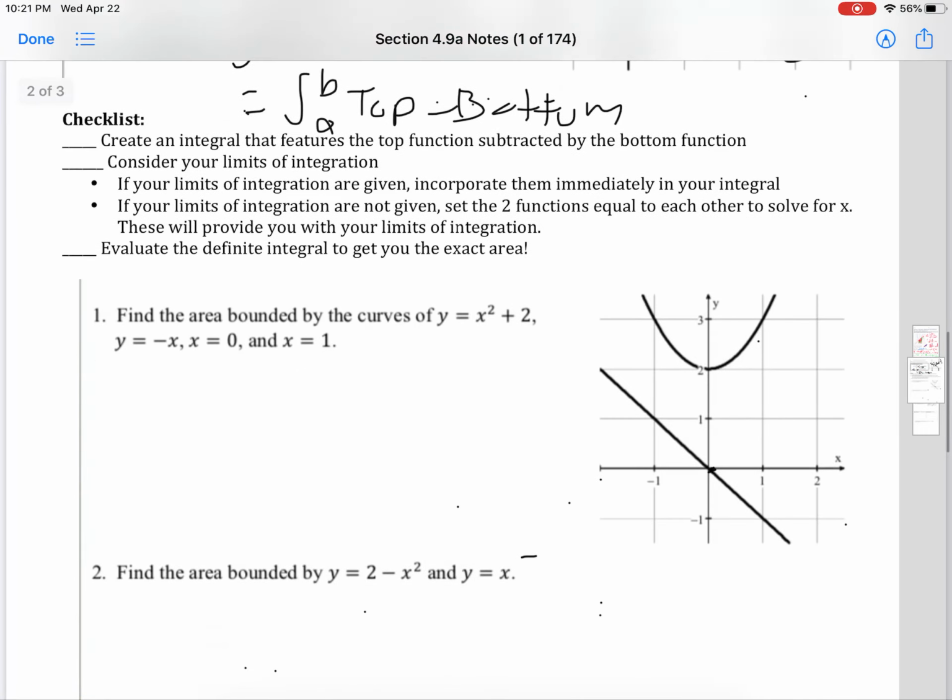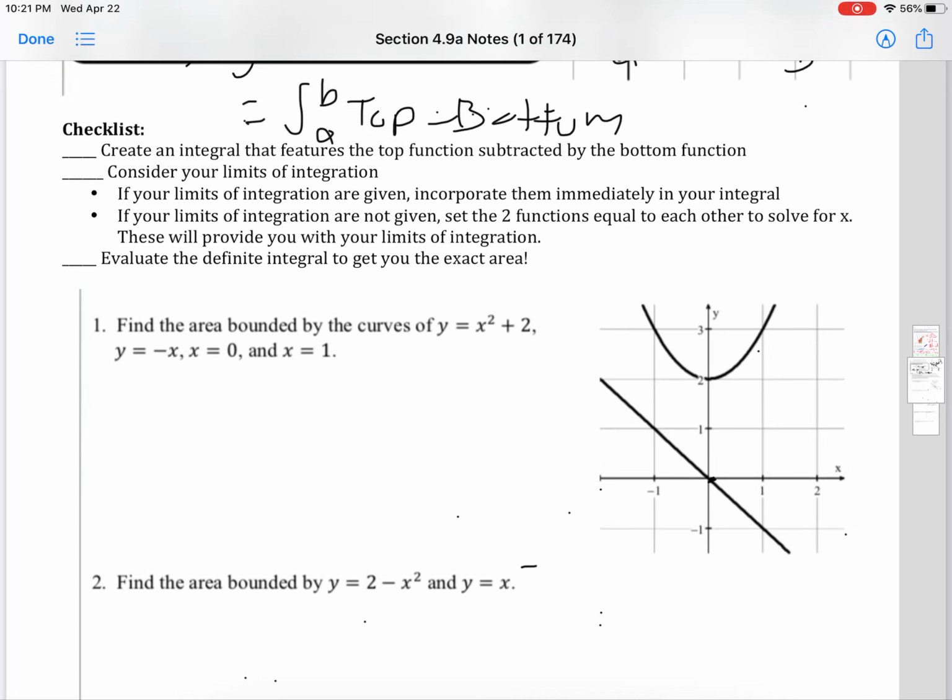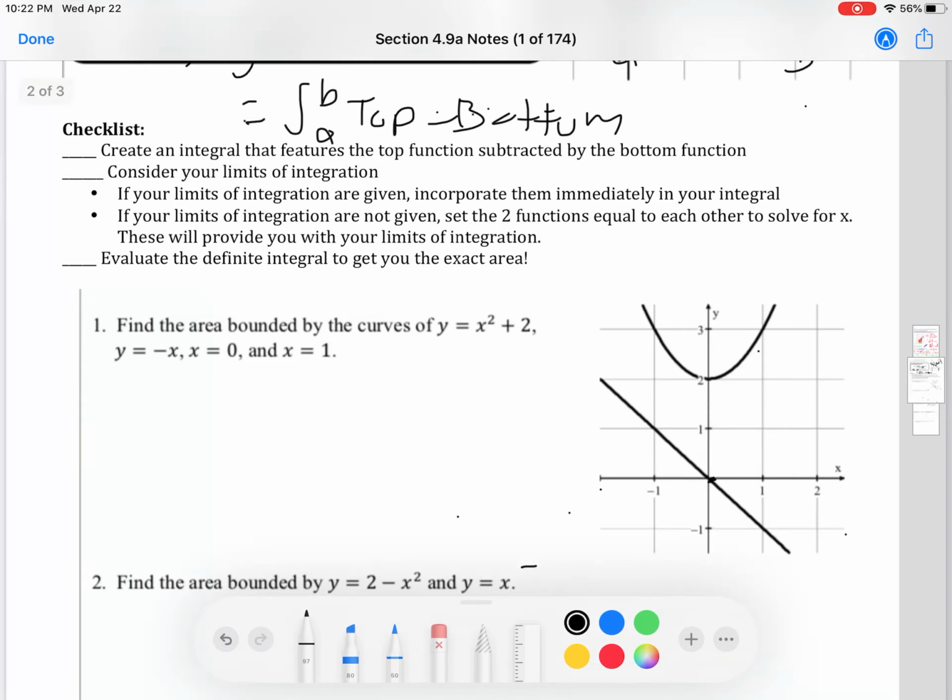So with that, we develop this sort of checklist of what I'm looking for each time. First thing I'd like you to do is create an integral that features the top function subtracted by the bottom function. I'm also looking that you are considering the limits of integration. On the easier ones, I will give you the limits of integration. On the harder ones, I will not give you the limits of integration, so we'll talk about how we get those. And then we evaluate that definite integral, which will get you your exact area.